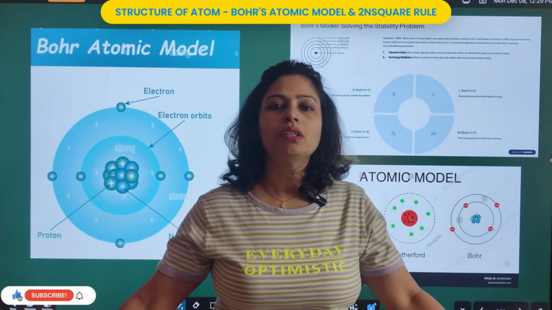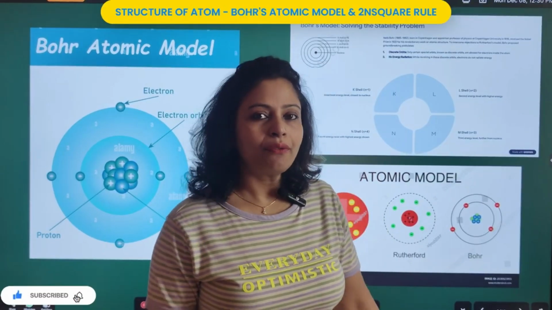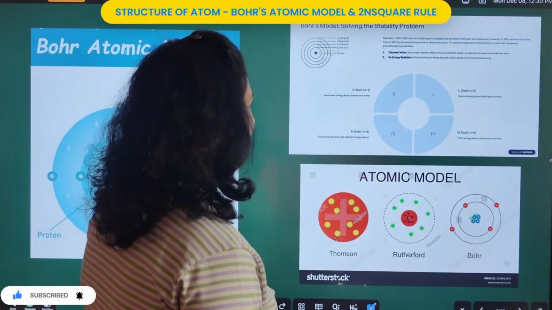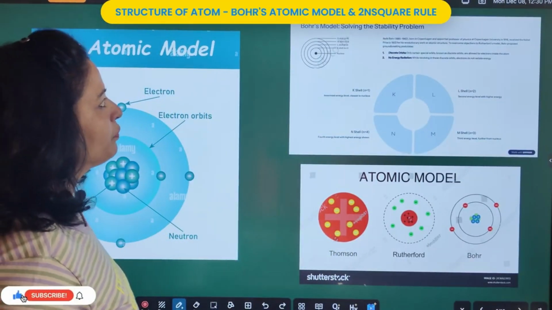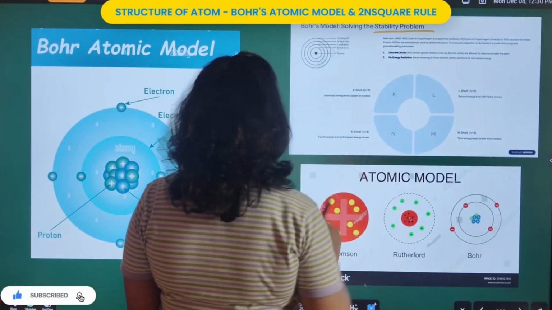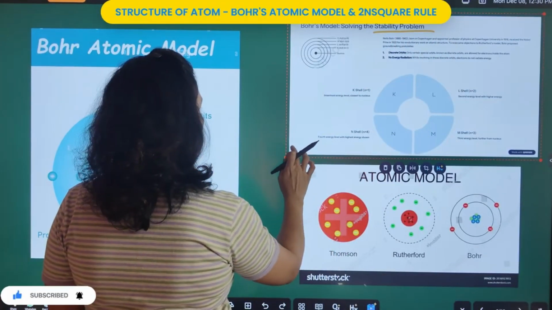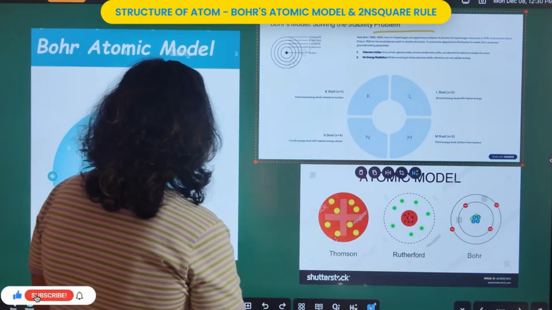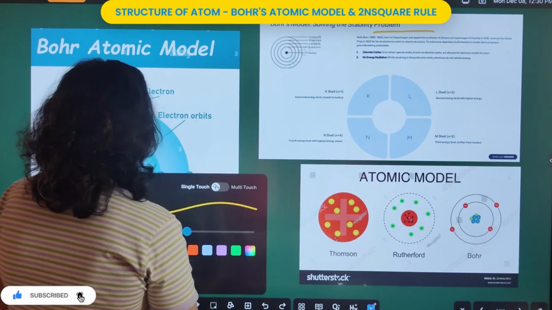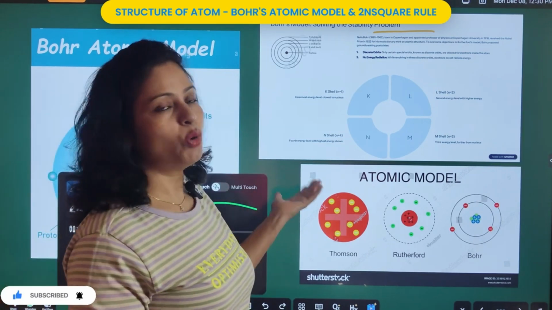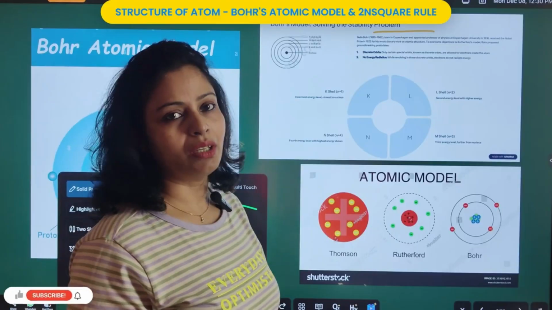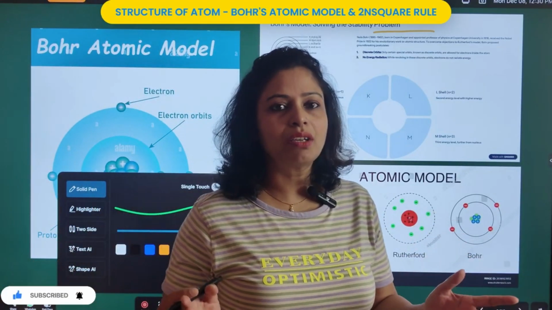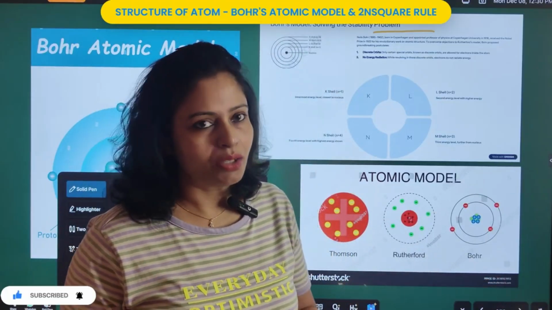Now Bohr solved the drawback which we saw in Rutherford's atomic model. So how did Bohr give his atomic model solving the stability problem? He solved the stability of the atom. Rutherford could not explain the stability part of the atom, right? So here, we will see how the Bohr atomic model overcame those drawbacks. It's a very, very important and interesting topic, so please pay attention to it.